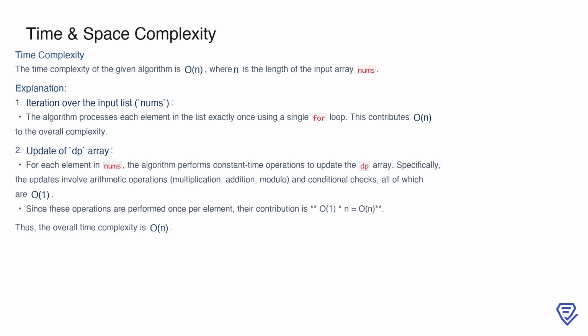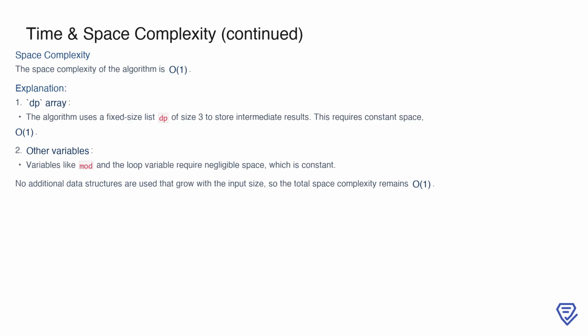Now, let's analyze the space complexity of the algorithm. The space usage primarily comes from the dp array, which is fixed in size and contains 3 elements to store intermediate results. Regardless of the size of the input array, the dp array always requires constant space, making its contribution O(1). Other variables, such as the mod constant and the loop variable, also consume a negligible and constant amount of space, which does not grow with the input size. Since the algorithm does not allocate any additional memory or data structures that scale with the input, the overall space complexity of the algorithm remains O(1). This efficiency in space usage is one of the reasons the solution is optimized.